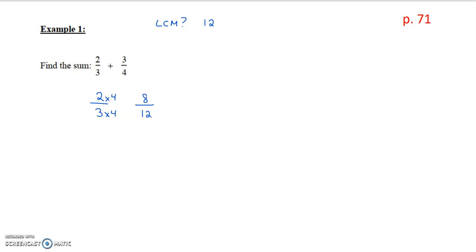I'm going to do the same with my 3/4. This time up here I'm going to multiply by 3. That gives me 12, and because I multiplied by 3 in the denominator, I have to multiply by 3 in the numerator, and that's going to give me 9 over 12. So what I'm doing now is I'm going to add 8/12 plus 9/12.